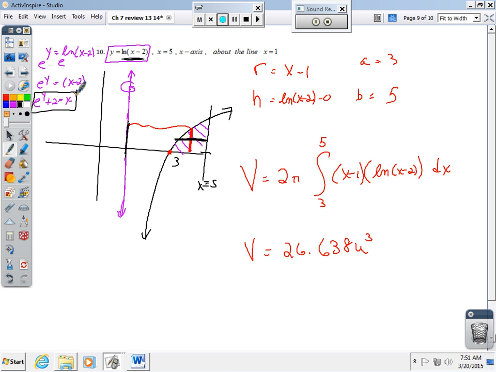Alright, so that's all the volume problems. The last video will just be the cross sections, equilateral triangles, I think right isosceles triangle, and I'm missing one, a square. Alright, that's it.